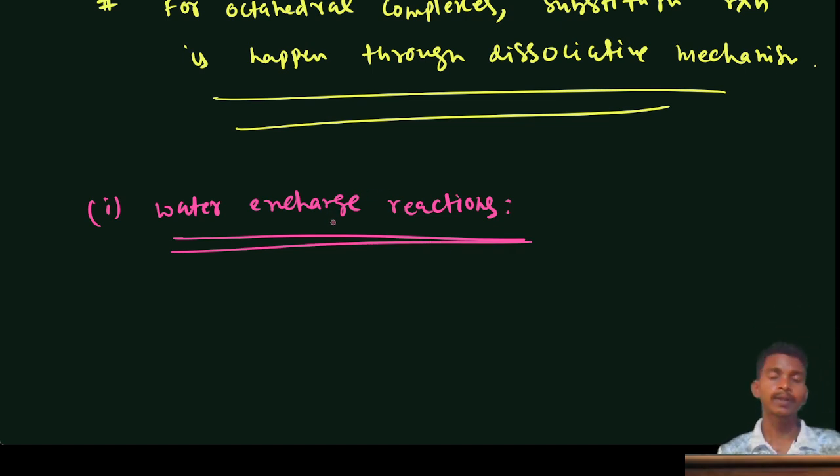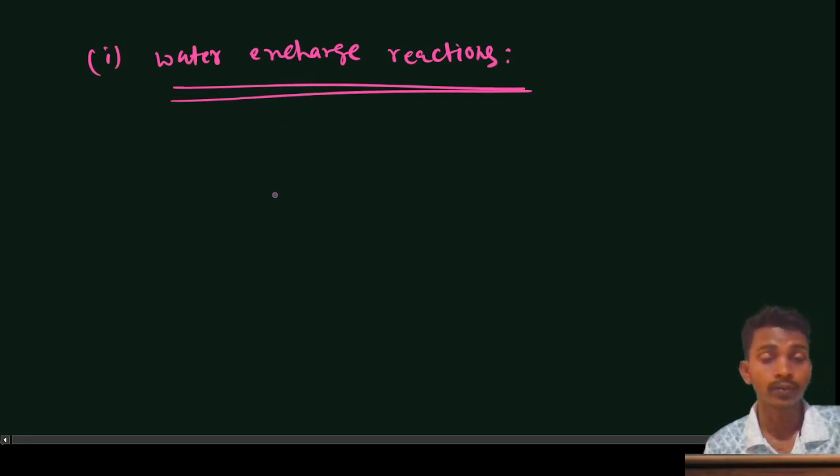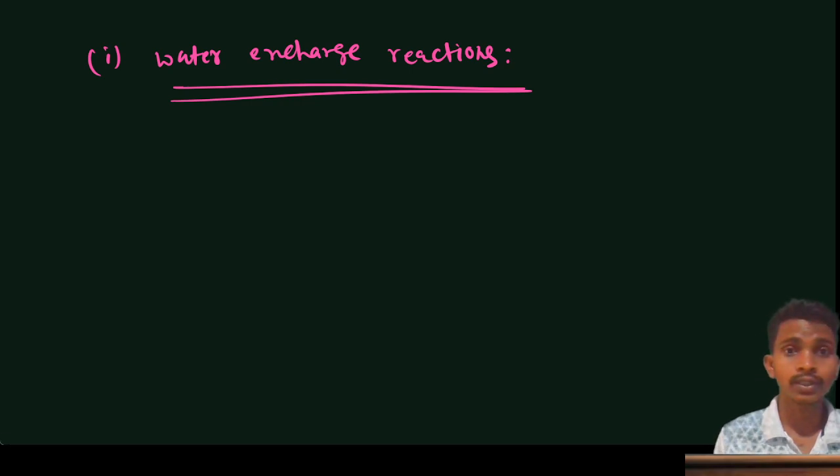So we have discussed the order of which transition metal complexes are fast and which are slow, for transition metal complexes and for non-transition metal complexes. For water exchange reactions we will look at the same things here also, the order of water exchange reactions, where it is fast and where it is slow. So water exchange means what we are doing here. Let's say we are discussing octahedral complexes, let's say Co(H2O)6.